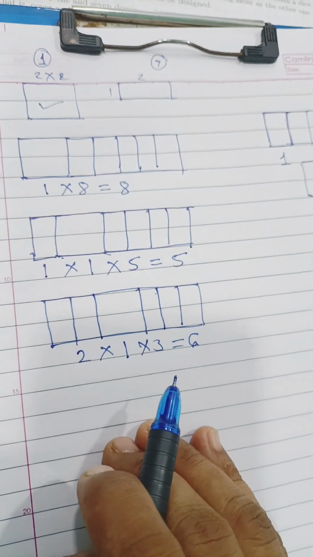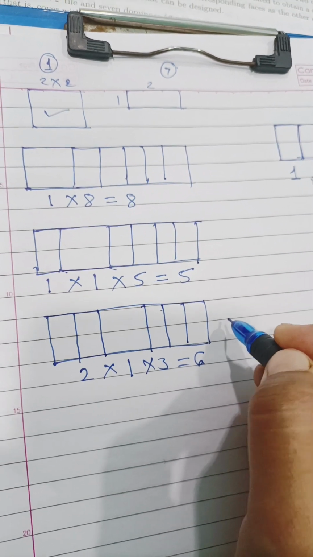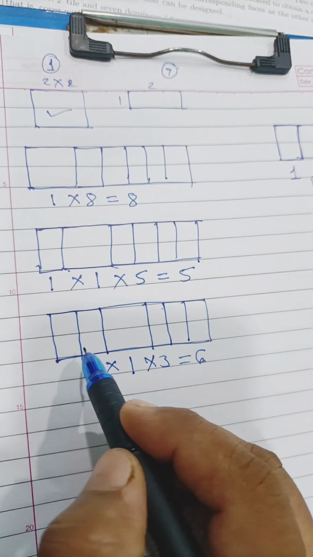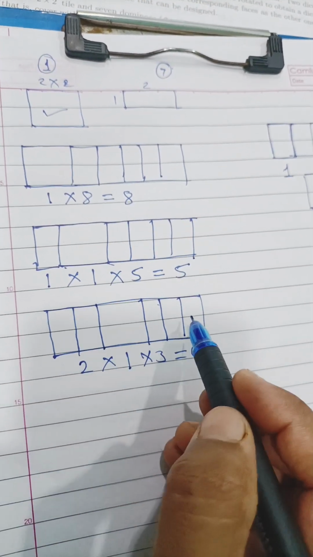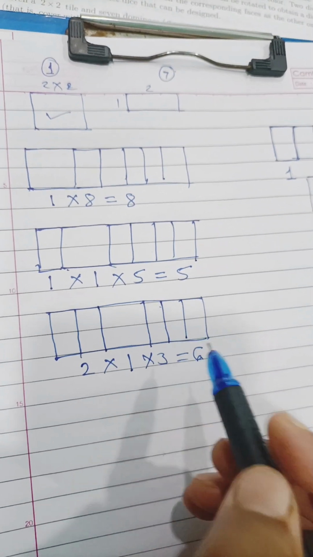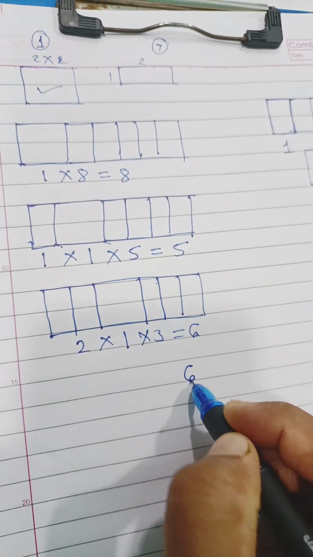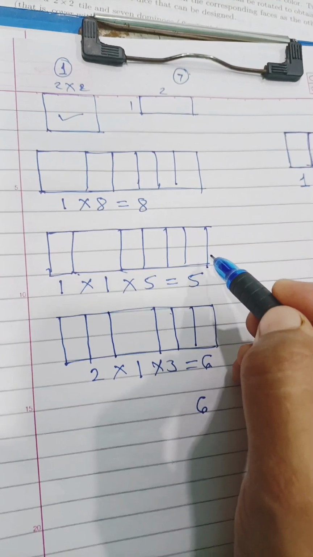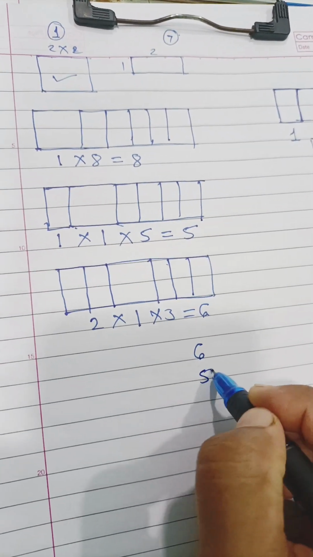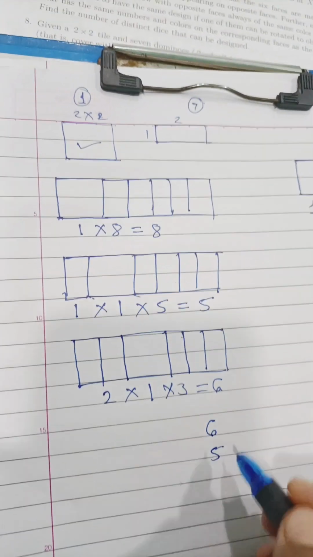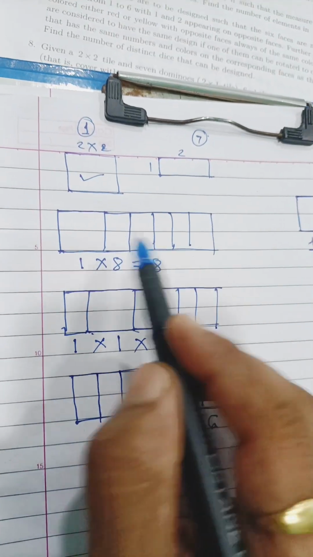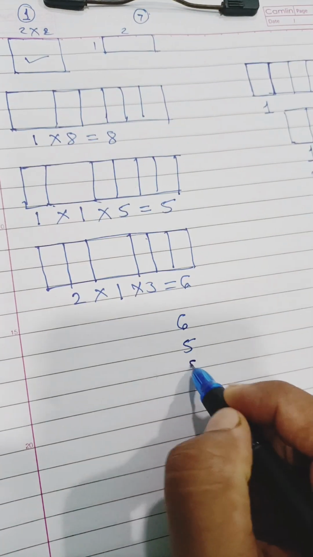Now the next situation will be the same as this in reverse manner. On this side 3 dominoes and here 2 dominoes we will put. So the number of ways will be 6. The next situation will be of this type, so 5 ways we will get. And again the last situation is this same situation in reverse order. So how many ways? 8 ways.